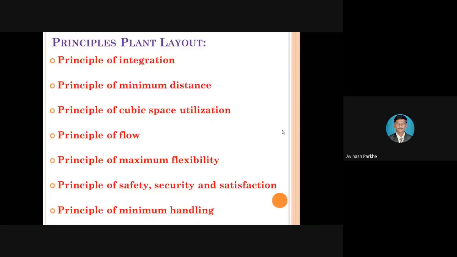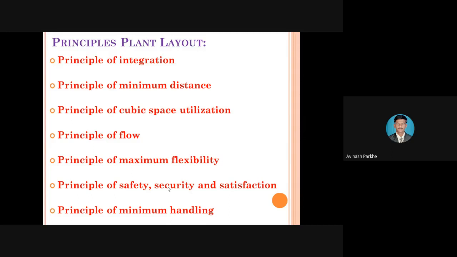Okay. Then the fifth principle is called the principle of maximum flexibility. So this is very important. Whenever we are designing the plant layout, whenever we are finalizing the locations of the machines, maximum flexibility should be provided, because whenever some advanced manufacturing processes come into the industry, at that time, as per the requirement of the product, we have to change the sequence of that particular product. Sometimes we have to change the sequence of the operation. Sometimes we have to change the sequence of the machines.